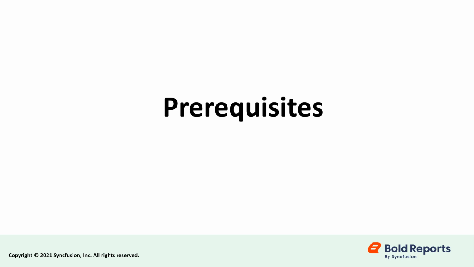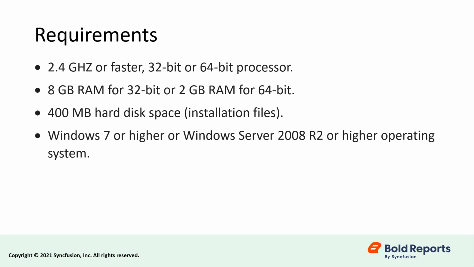Before installing the application, make sure that your development environment meets the hardware and software requirements. 2.4 GHz or faster, 32-bit or 64-bit processor. 8 GB RAM for 32-bit or 2 GB RAM for 64-bit. 400 MB hard disk space only for installation files. Windows 7 or higher or Windows Server 2008 R2 or higher operating system.